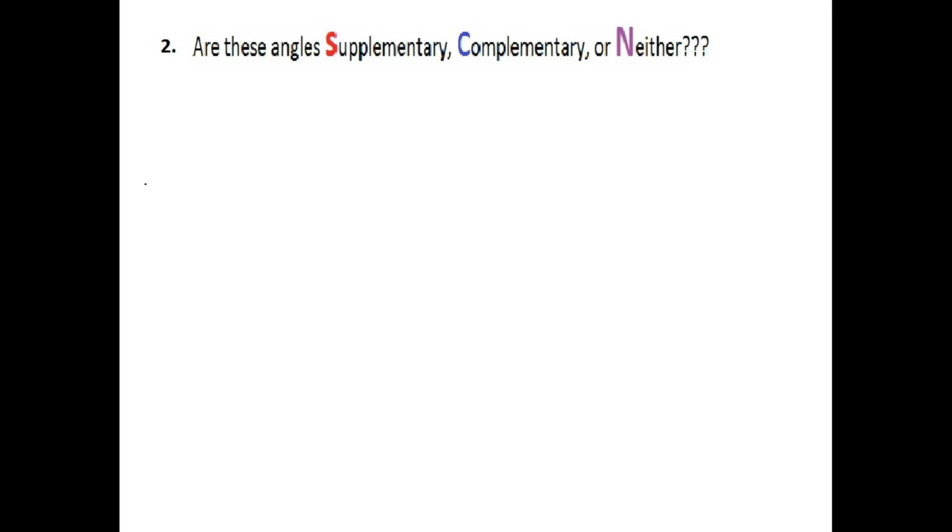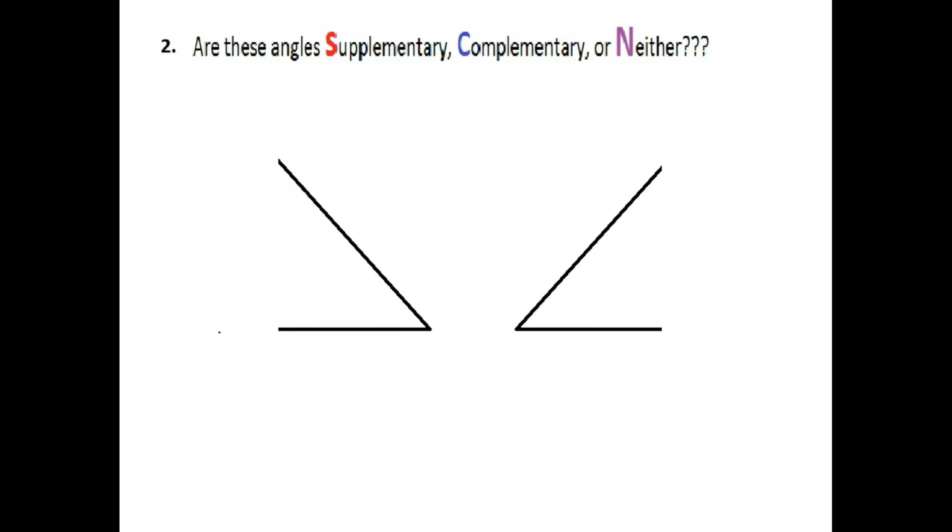Going on to number two. We have two angles, one is 23, one is 67. Those numbers should look suspiciously familiar by now. 23 plus 67 is 90, which means that they are complementary. And it's pretty much that easy.